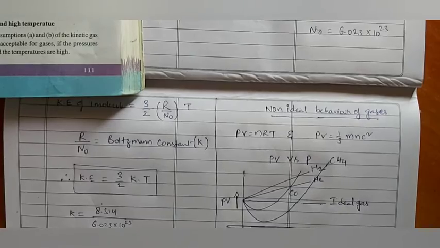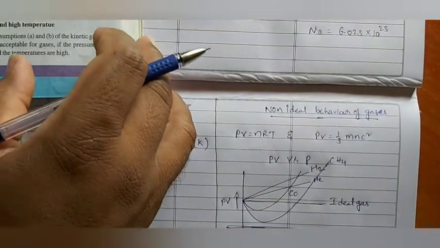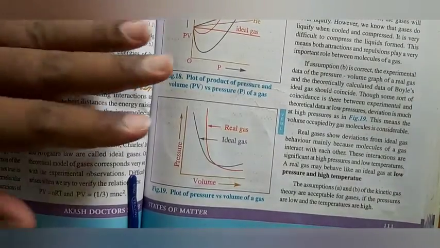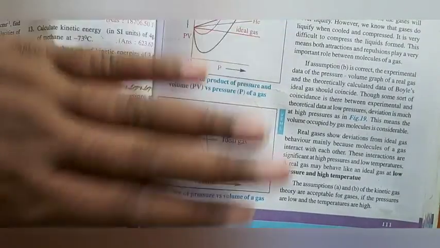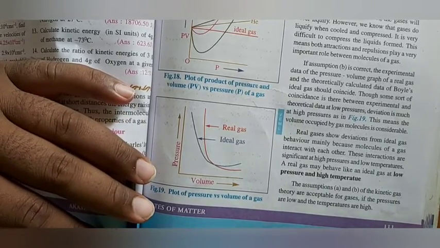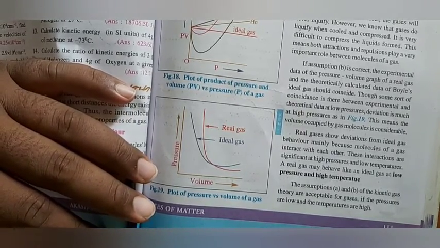When compared to the volume of the container, a gas particle is very small, so we can neglect that, as they told. These two assumptions are not good for real gases. That's why real gases do not show idealness.